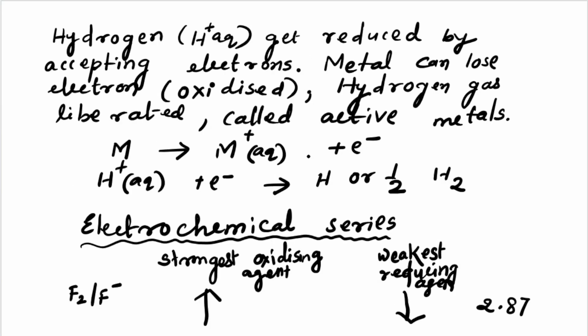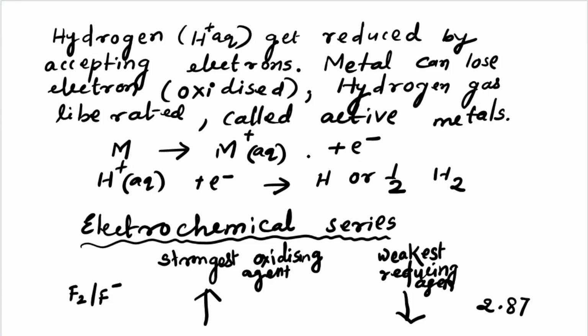So hydrogen in the form of H plus, aqueous, from acid can get reduced by accepting electrons. Where do these electrons come from? The metal can lose them; the metal can oxidize. Then it loses electrons, and the electrons are accepted by the H plus from acid. Then hydrogen gas is liberated, and these are called active metals. These metals are active: M, by losing electrons, gives M plus aqueous. And H plus from acid reacts with an electron to give a hydrogen atom, and one hydrogen atom combined with another hydrogen atom forms hydrogen gas, or you can say H is half a hydrogen molecule.